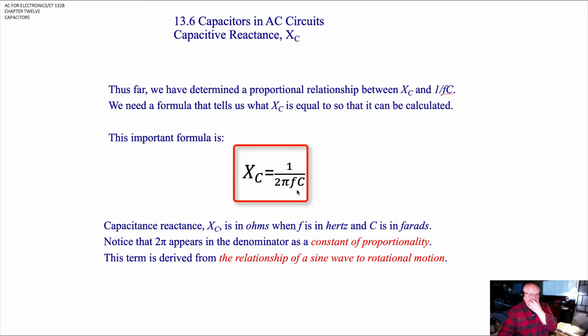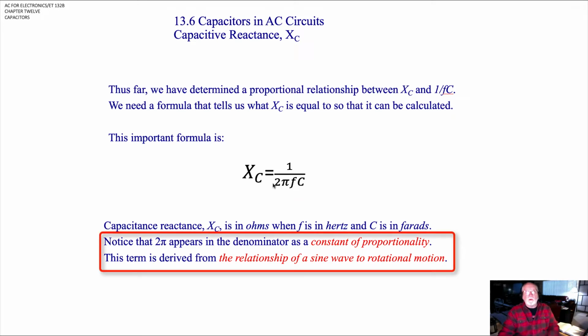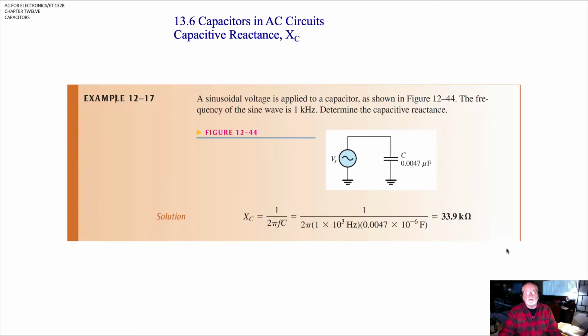You'll notice in the denominator we've added this 2 pi relationship. Well, this adds in our cyclic, sinusoidal relationship that we need in order to calculate the capacitive reactance. Notice that the 2 pi appears in the denominator as a constant of proportionality, 360 degrees. This term is derived from the relationship of a sine wave to rotational motion. So let's see, how do we use this relationship?